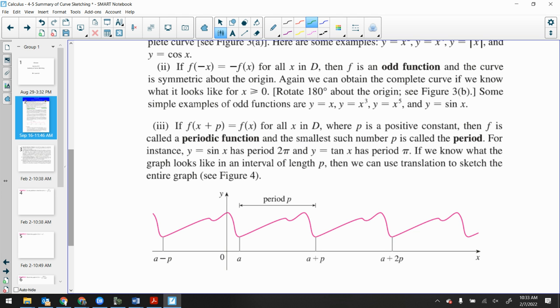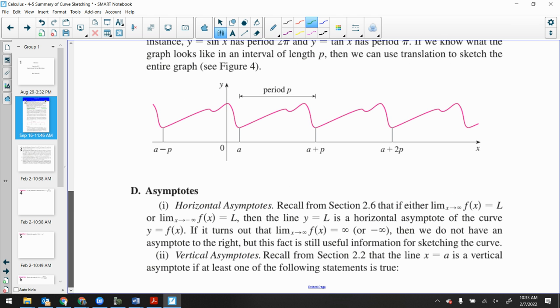Okay, sine x has a period of 2 pi. Y equals tangent x has a period of pi. If we know what the graph looks like on an interval of length p, if we can tell what the function looks like on a period, on one single cycle, then we can say, okay, repeat that cycle, and there's our whole function.